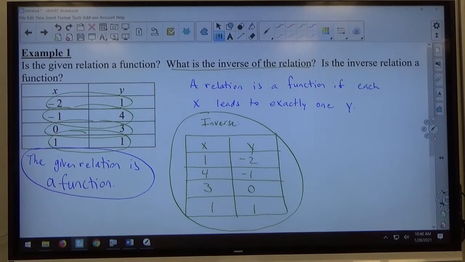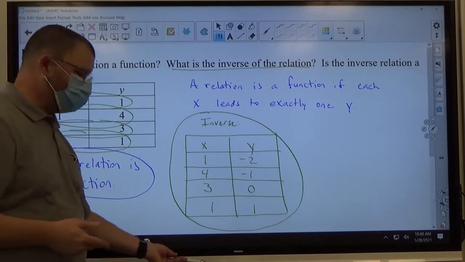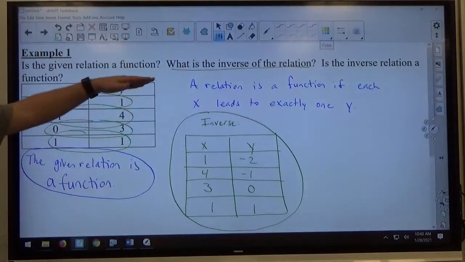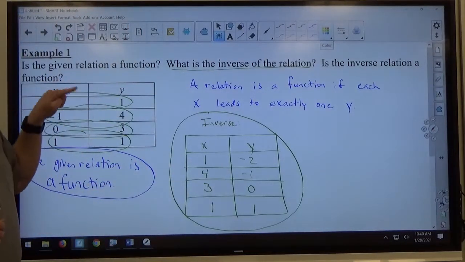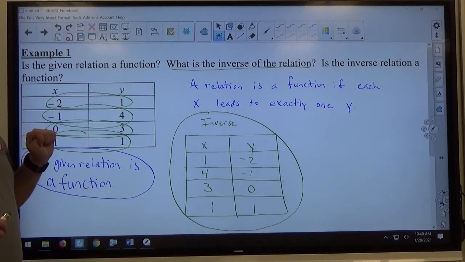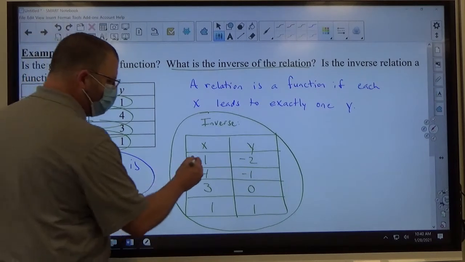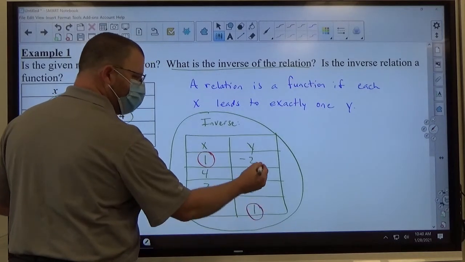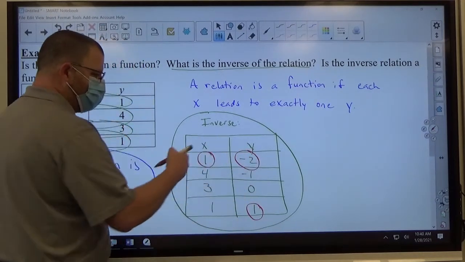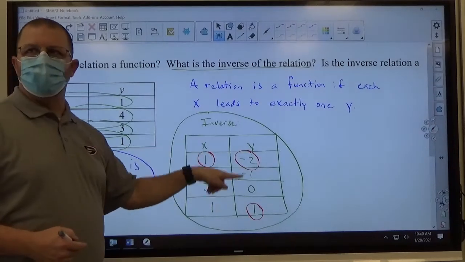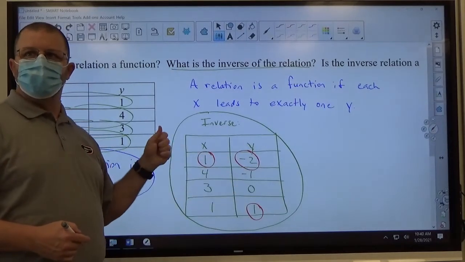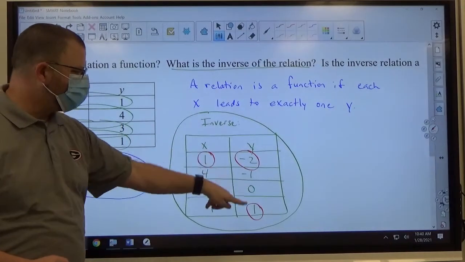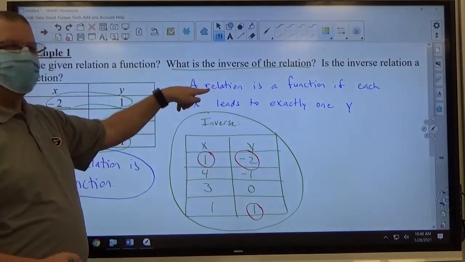Okay, and the final question is asking, is the inverse relation also a function? Sometimes it is, sometimes it isn't. So we have to look at this inverse relation with this same idea of what a function is. Each x leads to exactly one y. What does 1 lead to? 1 and 2, -2, right? So the number 1 leads to 2 different y values, right? In order to be a function, the number 1 has to go to exactly one y value. So because 1 goes to more than one value, it is not a function.